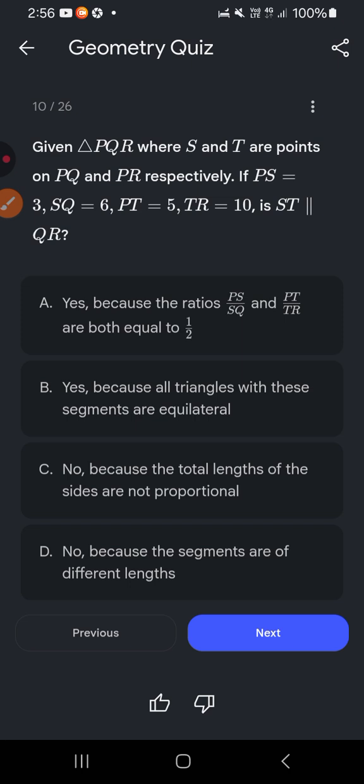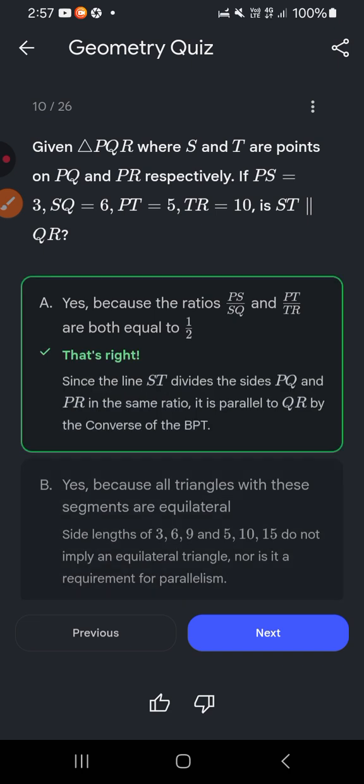Given triangle PQR where S and T are points on PQ and PR respectively, if PS is equal to 3, SQ is equal to 6, PT is equal to 5, TR is equal to 10, is ST parallel to QR? Correct answer is A. Because the ratios PS upon SQ and PT upon TR are both 1 upon 2.